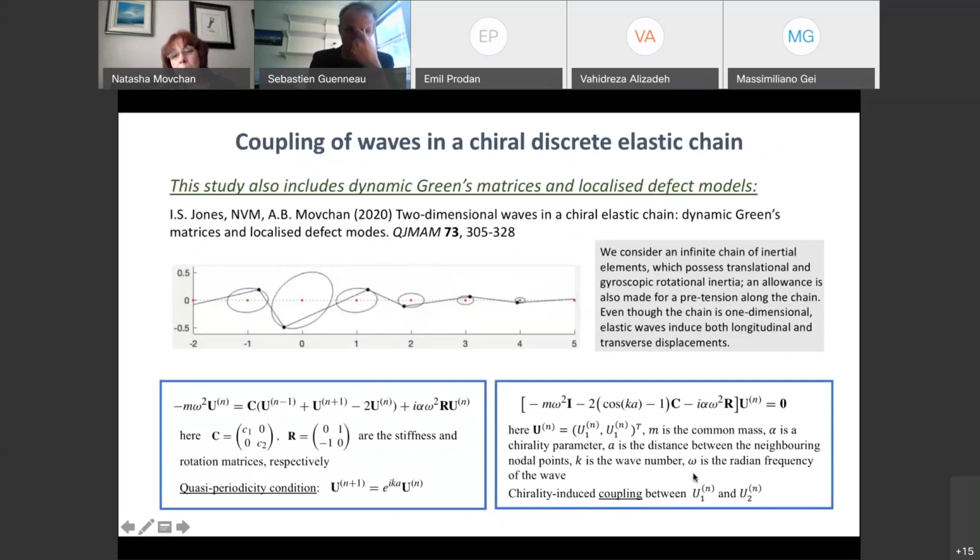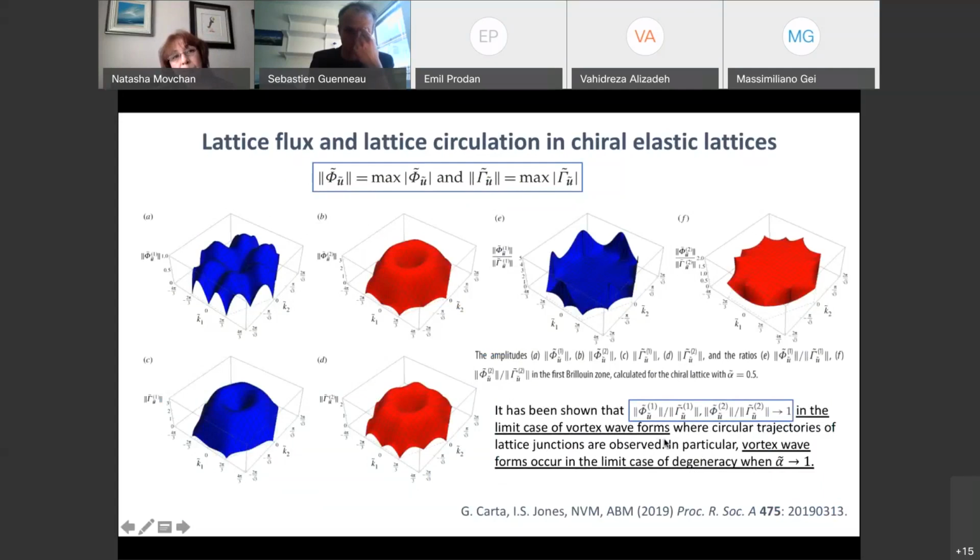So what we found so far is that when we look at the chiral elastic lattice, we can introduce the notion of lattice flux and lattice circulation to characterize the waves. There will be a straight line component, which is similar to the one we have in the non-chiral lattice. But chirality brings additional waveforms, the so-called vortex waveforms.